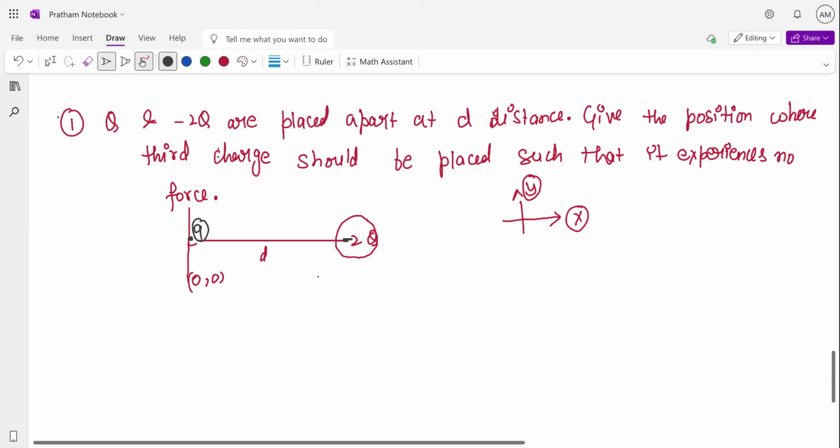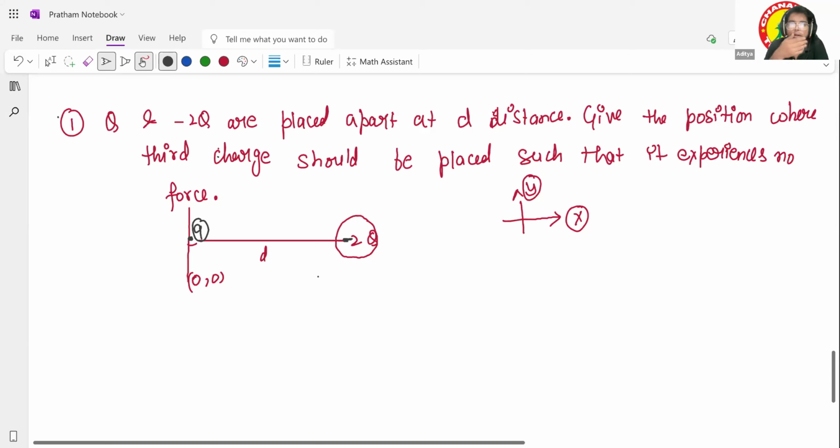I'm getting a quadratic equation. You are getting a quadratic equation? What is it? It is 3x square plus d square minus 2dx. I don't think it will be the answer. Just tell me what procedure you did. I first took the distance of Q3 from Q1 and then Q3 from Q2.